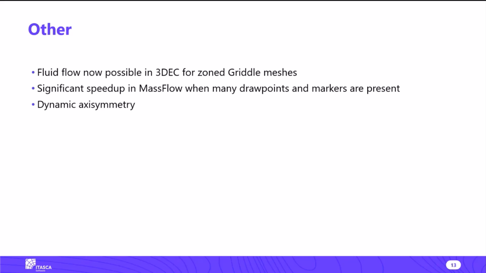If you're a 3DEC user, it is now possible to import a griddle mesh and run a fluid flow analysis. That never used to be possible. I can import a griddle mesh. It will create all the flow planes on the joints and allow you to do these joint flow problems and also the matrix flow in a griddle mesh. If you're a MassFlow user, MassFlow is this software used for simulating cave mining. We've just done a lot of optimization there and speeding things up. It's also now possible to do dynamic axisymmetry in 2D, which didn't used to be possible. Our own consultants have been using this for modeling blasting type problems and things like that. So that is now possible.